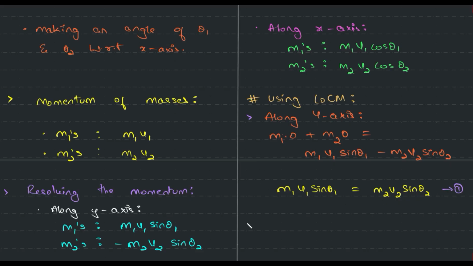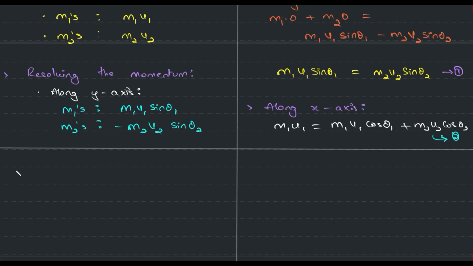This is along y-axis. Now it's along x-axis. So along x-axis, what do we have? Well, initially there was momentum with m1, and now with m2 there was none. Now we have m1 v1 cos theta 1 plus m2 v2 cos theta 2. Very simple, right? So we'll call this 2.